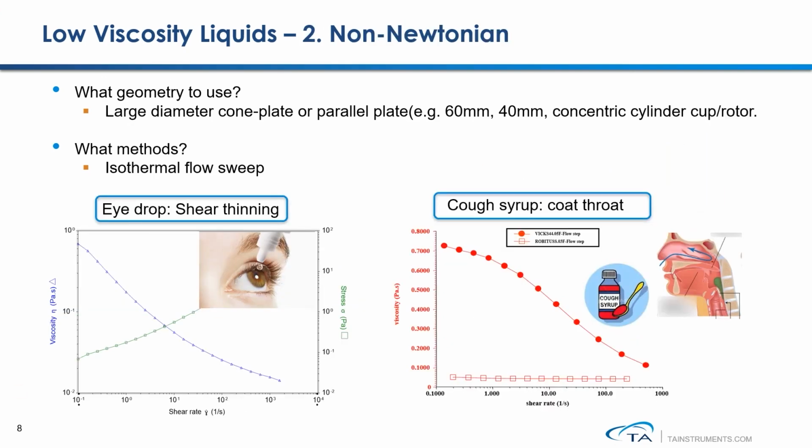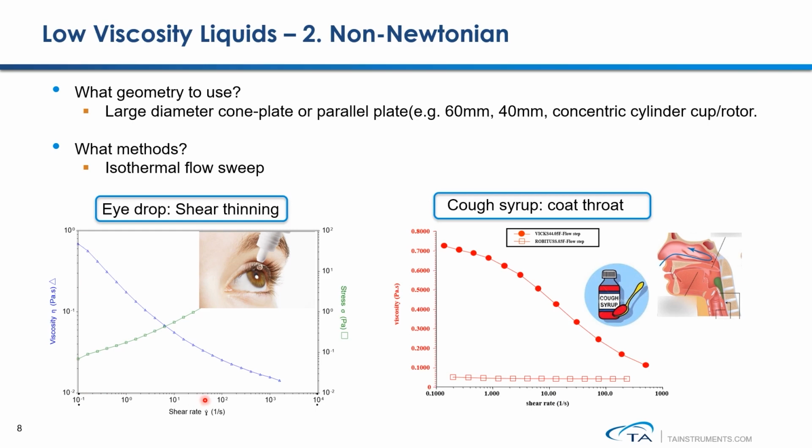Then, what about non-Newtonian low viscosity liquids? Since this sample still has low viscosity, you still need to consider using a larger diameter parallel plate and cone plate geometry. Regarding test method, because this kind of sample is non-Newtonian, the viscosity will depend on your measurement shear conditions.